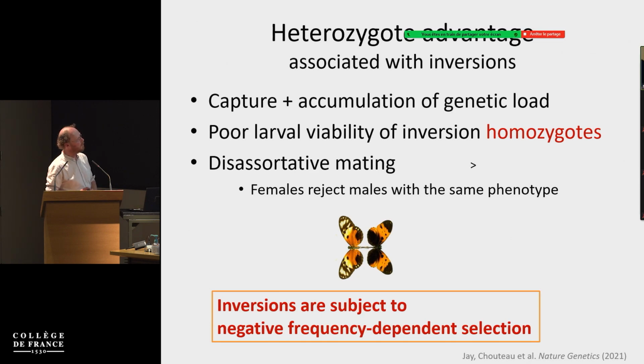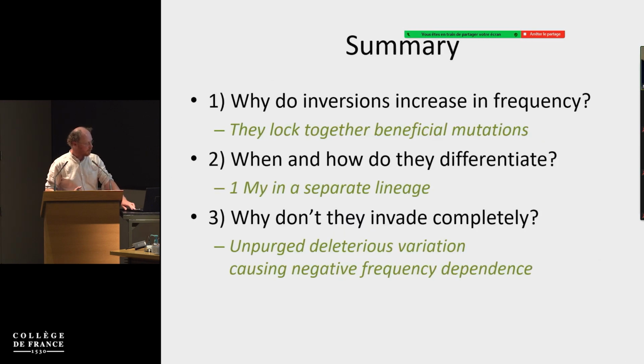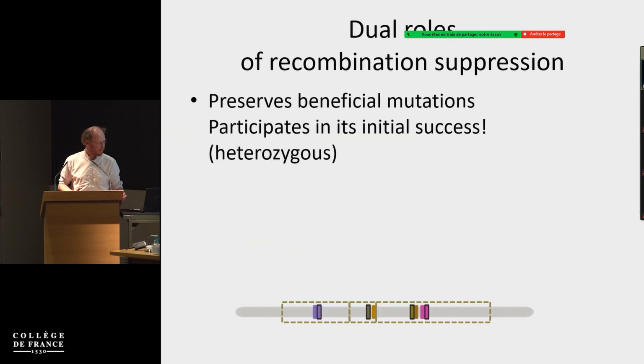accumulation of deleterious mutations, and also perhaps possibly with some incompatibility with an alien inversion coming into a host genome. When this inversion becomes homozygous, it might be causing some trouble. Those are hypotheses which we'd like to investigate further. So yes, they don't invade completely because of unpurged deleterious variation and also because of negative frequency dependence due to heterozygous advantage. So this is to highlight the dual roles of recombination suppression.